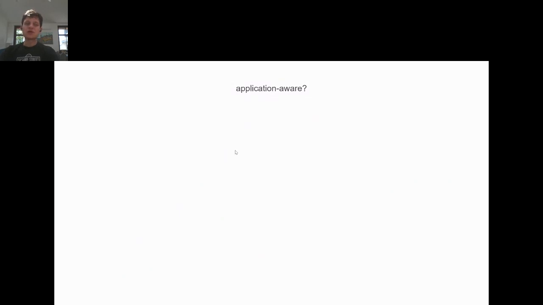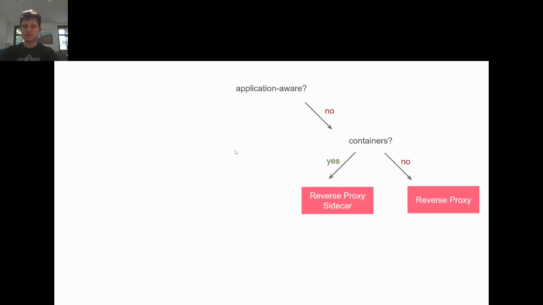The first question you can ask while deciding on the caching topology is, does my application need to be aware of the caching? If no, do I use containers? No, you can use reverse proxy. If yes, you can use reverse proxy sidecar container, probably inside service meshes as soon as it becomes something major.